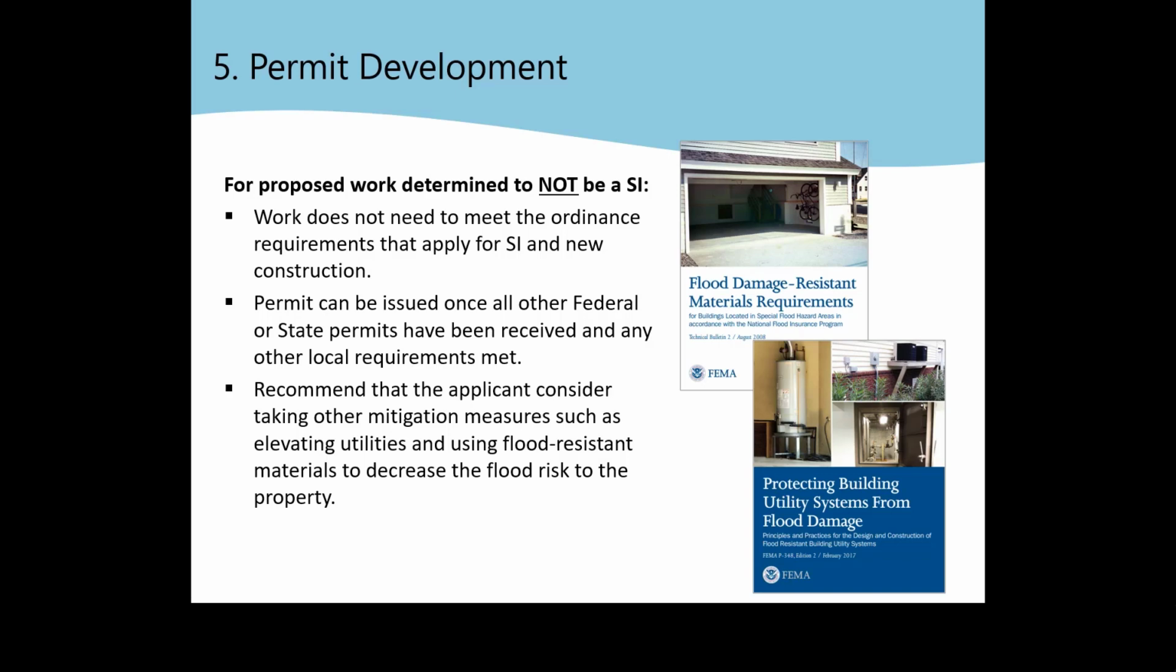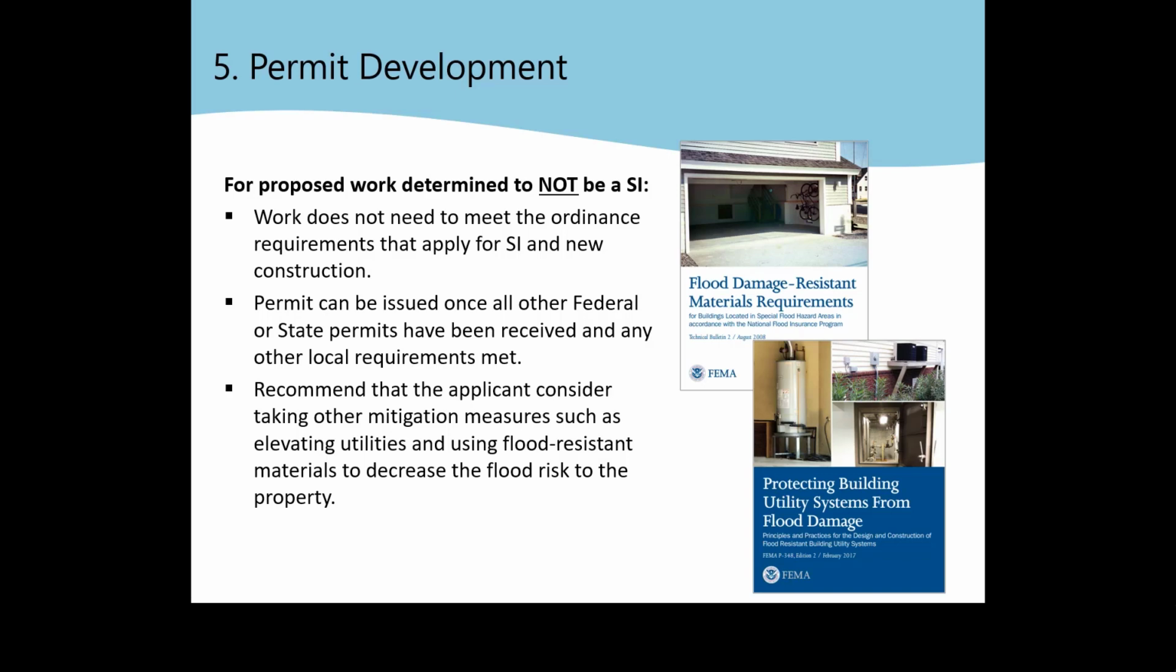It's still good to encourage the property owner to consider certain mitigation measures when they are doing improvements that are below that substantial improvement determination. Because chances are it may be a structure that was built before the regulations, so it's still an at-risk property or structure. So there's some things like protecting building utility systems that they could do.